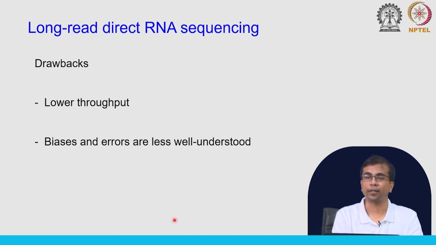Okay. So, in that case you probably want to use a combination of long read and short read sequencing, because then you can combine the advantages of both of these methods. Another drawback of direct RNA sequencing is that we still do not understand these biases and errors very well, because we have been doing this method for a very short time, and more time is required to understand what kind of errors you can get and how to address them.